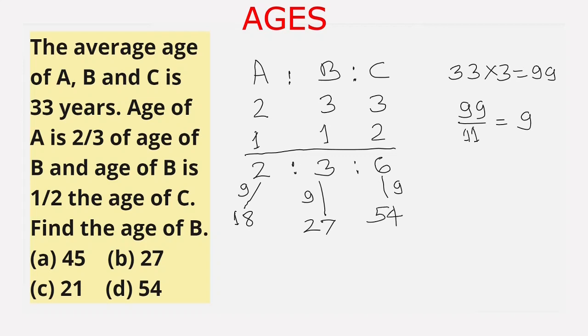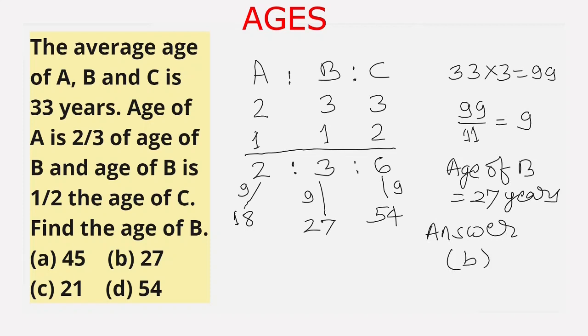So we have got all the ages of A, B and C, but we have been asked the age of B, which is 27. And from the given options, our answer is option B. Age of B is 27 years.